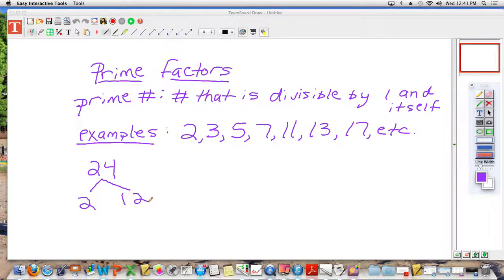By the way, 2 is prime, so I'm going to circle it. And as soon as you circle a number, you're done with it. 12. What multiplies to give you 12?